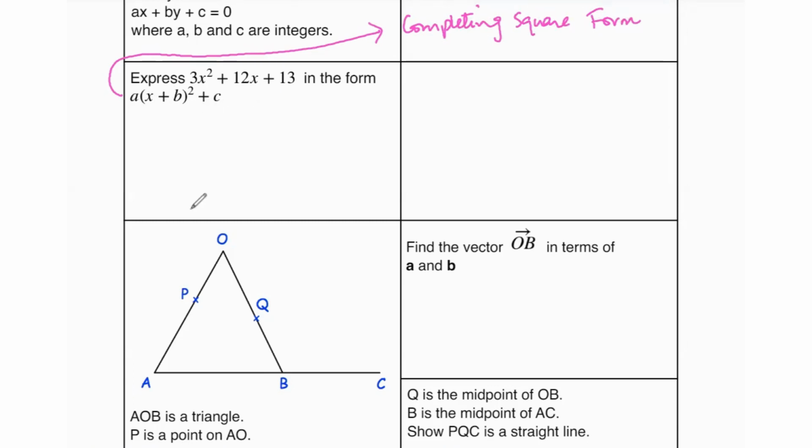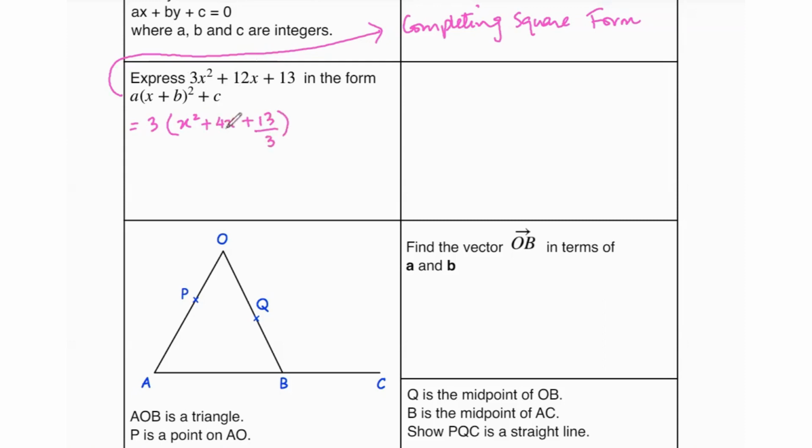To convert the quadratic equation into that form, first we need to see if the coefficient of x squared is 1 or not. In this case, the coefficient of x squared is 3. So we need to make it 1 now. To make it 1, what we do is take 3 common from all of the terms. So that gives us x squared plus 4x plus 13 over 3 in the bracket.